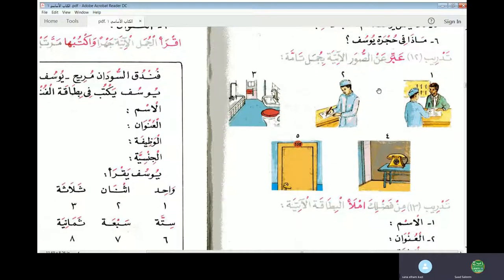That's enough. So in Yusuf's apartment there is a bed. Khizanat al-malabis is a cupboard, closet. Tawila is a table. Kursi, a chair. Hatif, telephone. Telephone. But the radio. Radio. And okay.